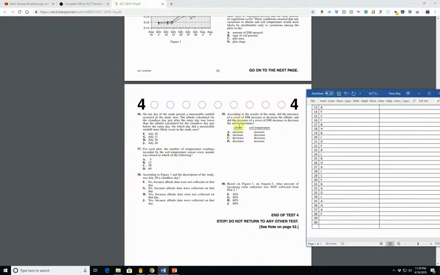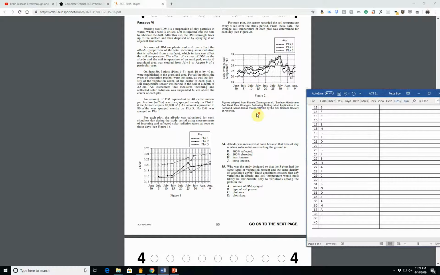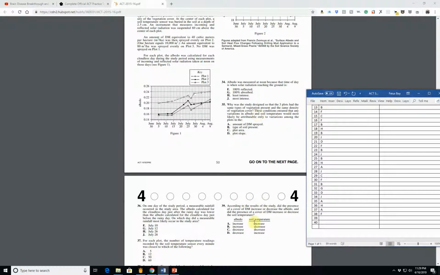So, did the presence of a cover of DM, it decreases the albedo, and soil temperature, 2 and 3. Yeah, it makes sense. It increases it because mud is dark, so it absorbs heat. So that makes perfect sense that it decreases the albedo because it doesn't reflect as much and increases the soil temperature. So, D.